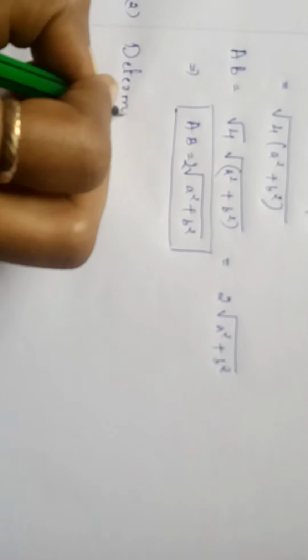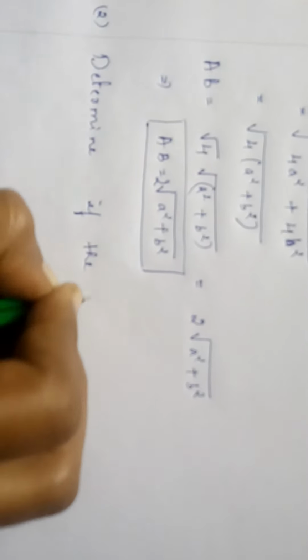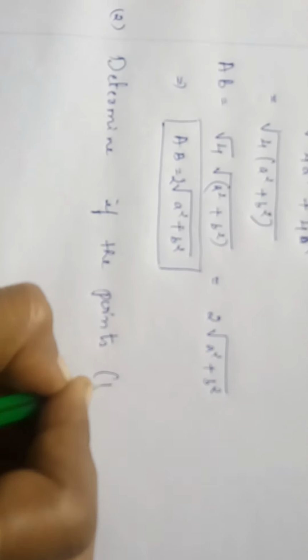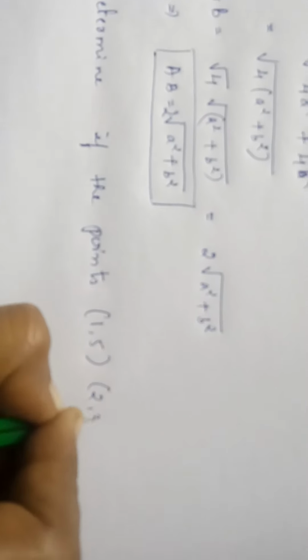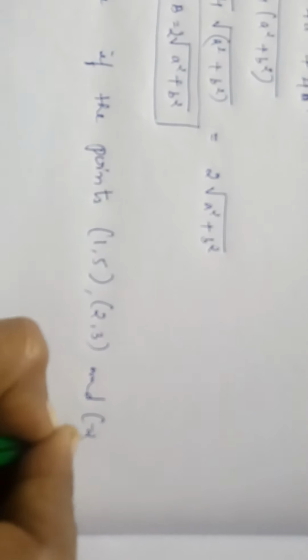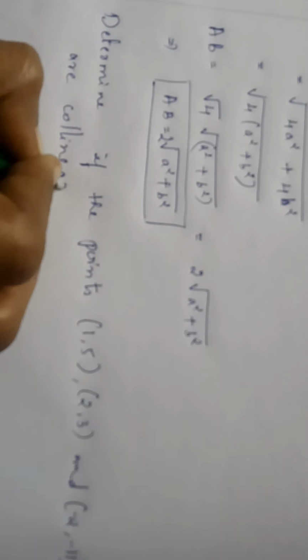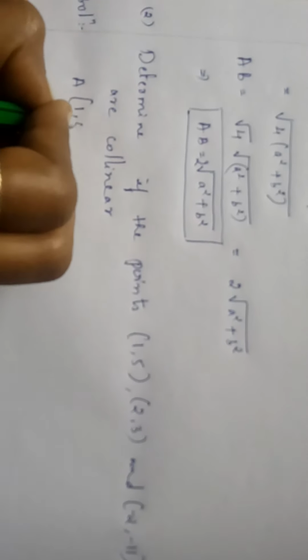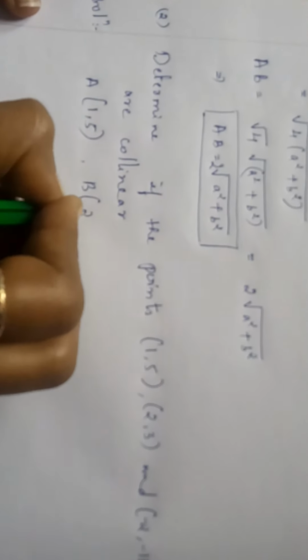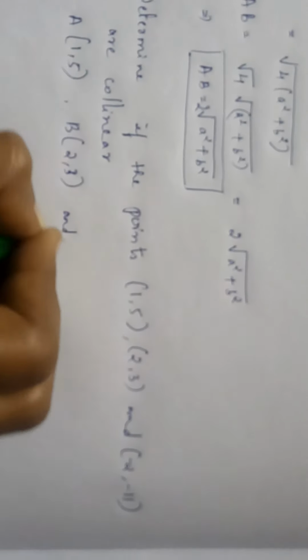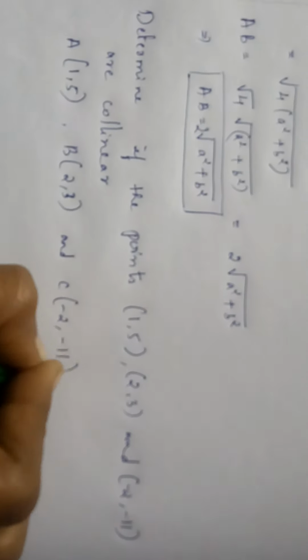Next problem. Determine if the points (1, 5), (2, 3) and (-2, -11) are collinear. Solution: first step is to name the given points, that is A(1, 5), B(2, 3) and C(-2, -11).